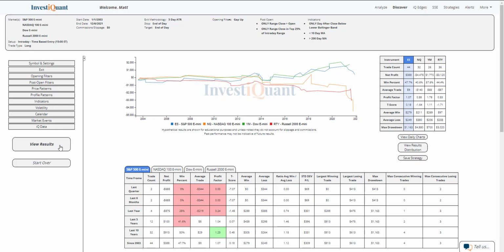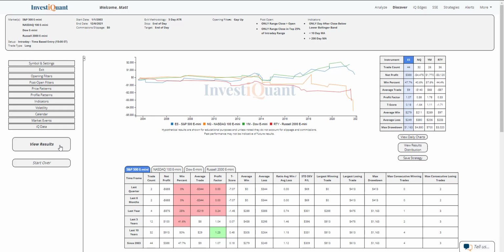These are the results based upon entering the market long at 3 p.m. Eastern Time, exiting at 4:15 p.m. Eastern Time, when the prior session closed below its lower Bollinger Band, below a 10-day simple moving average, and above a 200-day simple moving average. And it's followed by a gap up that continues higher into the afternoon, where at 3 o'clock it's trading above the open and in the top 25% of its intraday range. Historically, we've got 44 samples in the S&P, 32 in the NASDAQ, 26 in the Dow, 36 in the Russell.